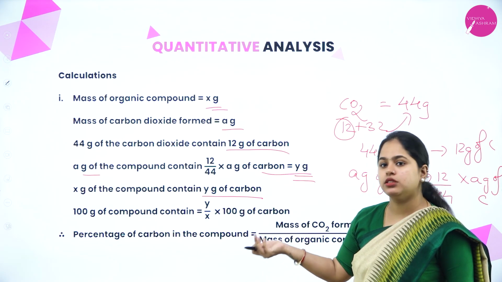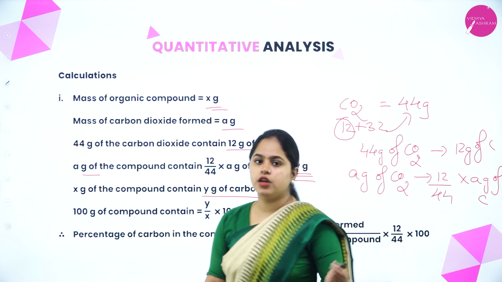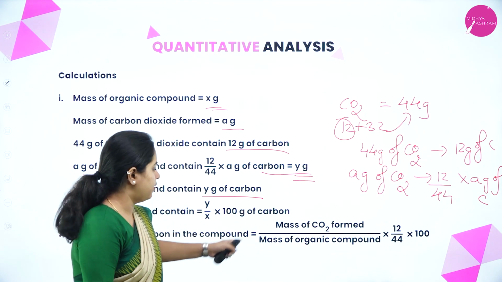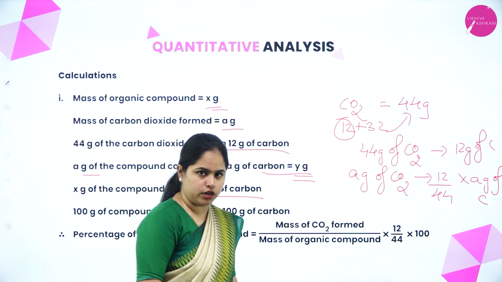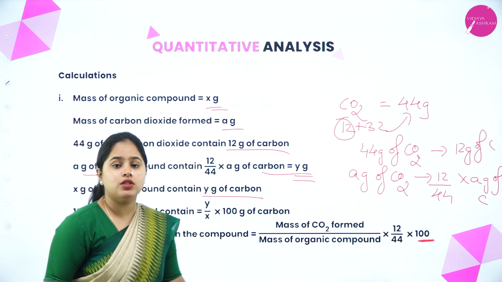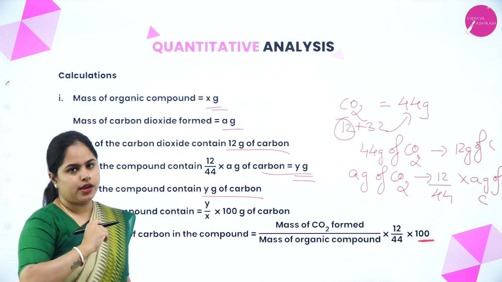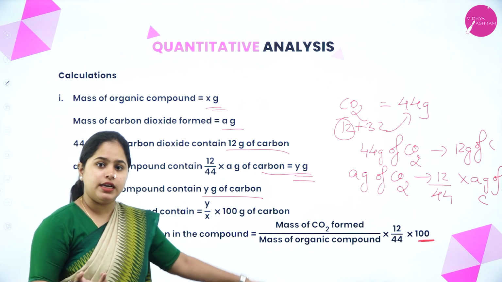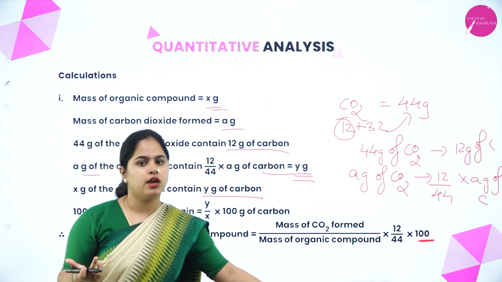So which is the equation that you have to study here? The percentage of carbon in the compound. You can study this equation, that is mass of carbon dioxide formed divided by the mass of organic compound into 12 divided by 44 into 100. It is in percentage, so into 100. So this will give the percentage of carbon which is present in carbon dioxide, right? So the mass of carbon is obtained, that is mass of carbon dioxide formed divided by the mass of the whole of the organic compound into 12 divided by 44 into 100.